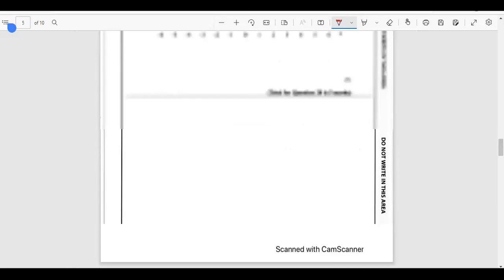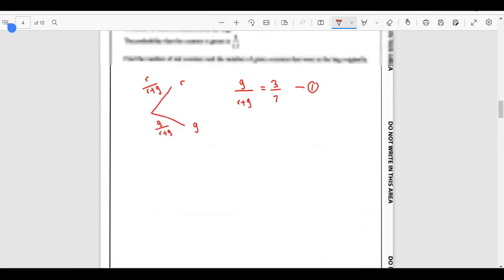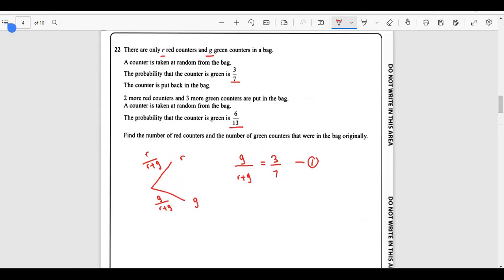That means then you can fill it in, and so you know R is 4, and then you know G is 3. No, not exactly this way.